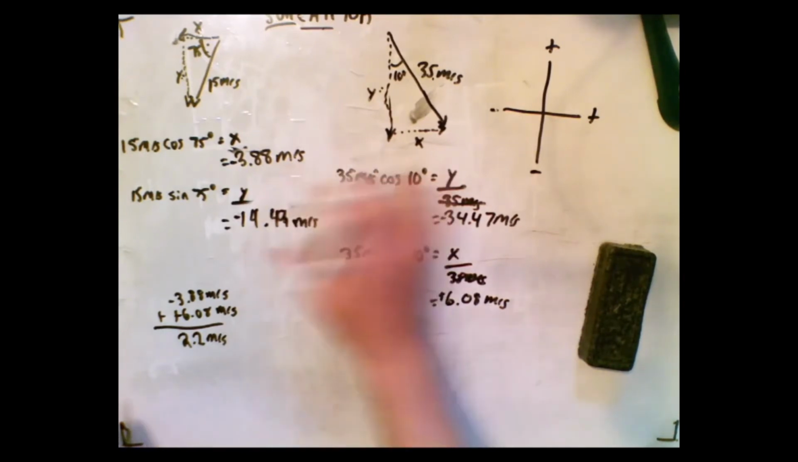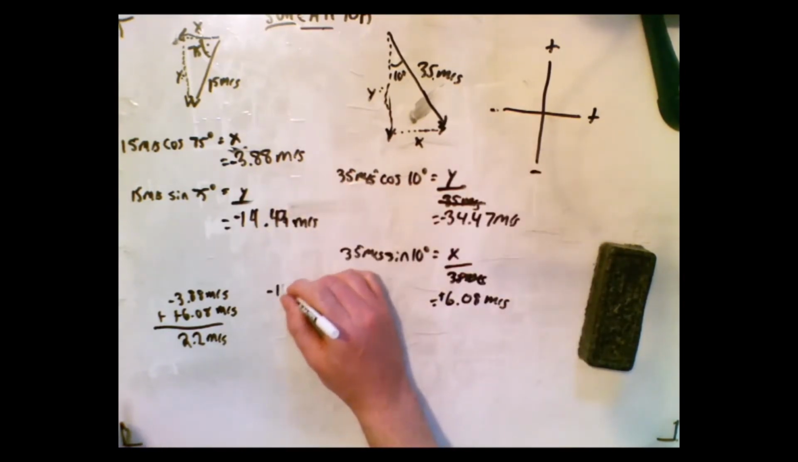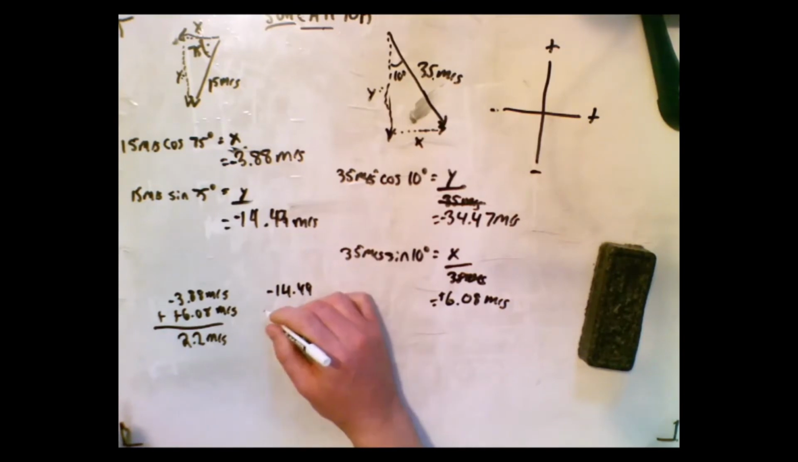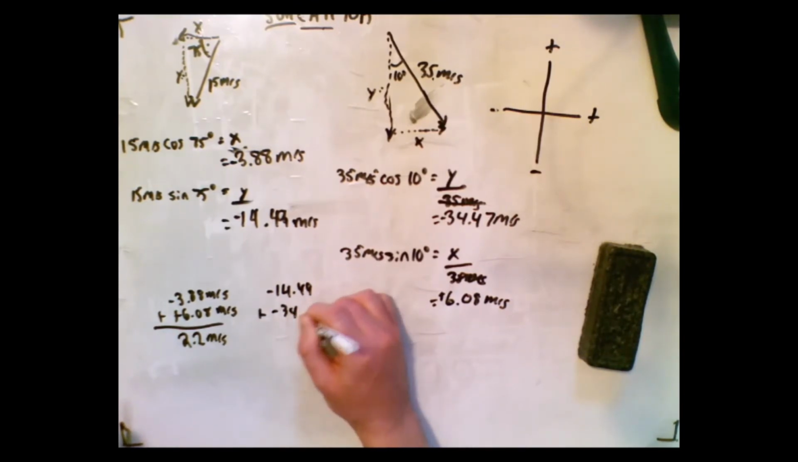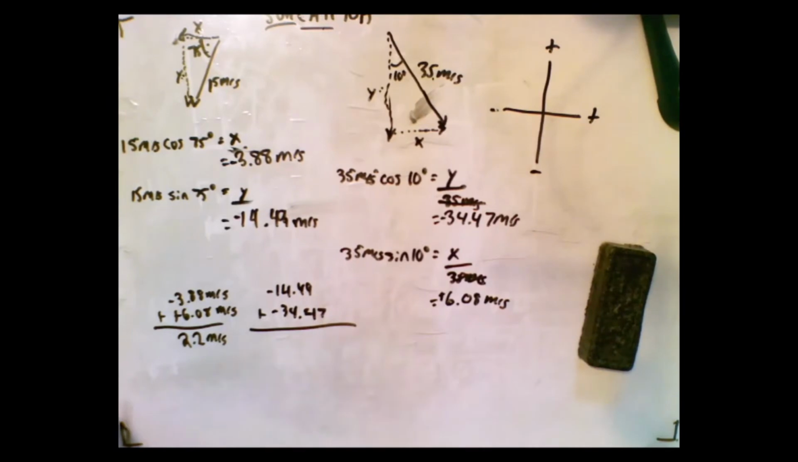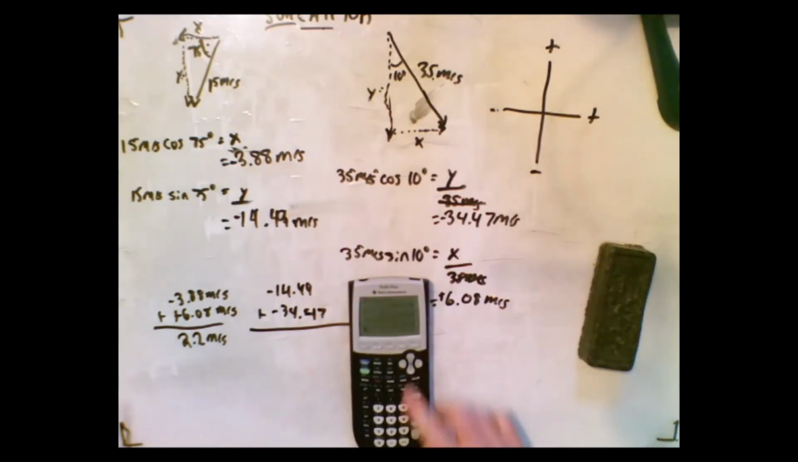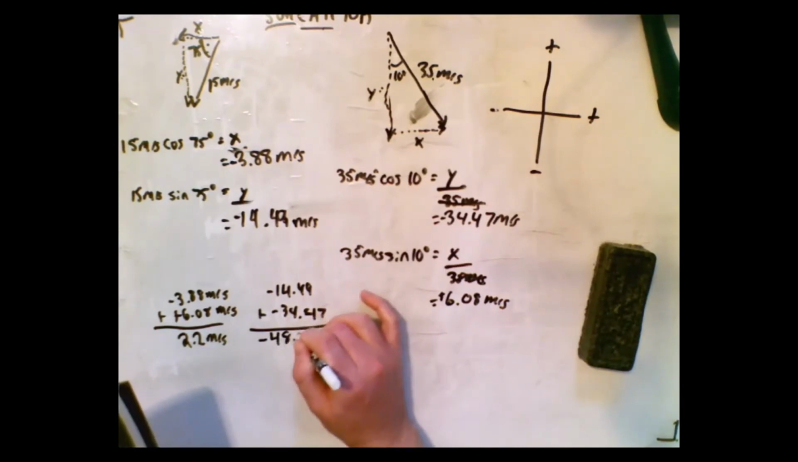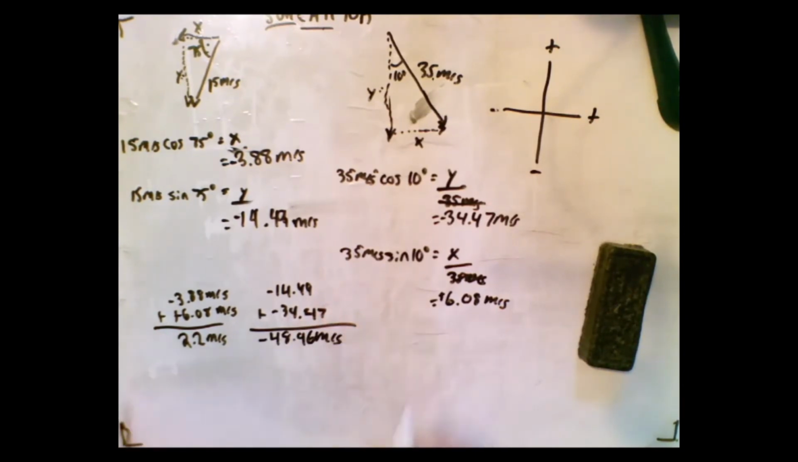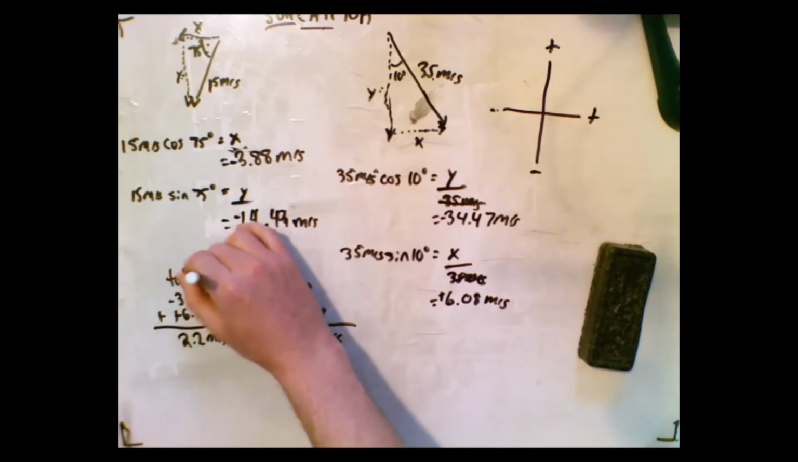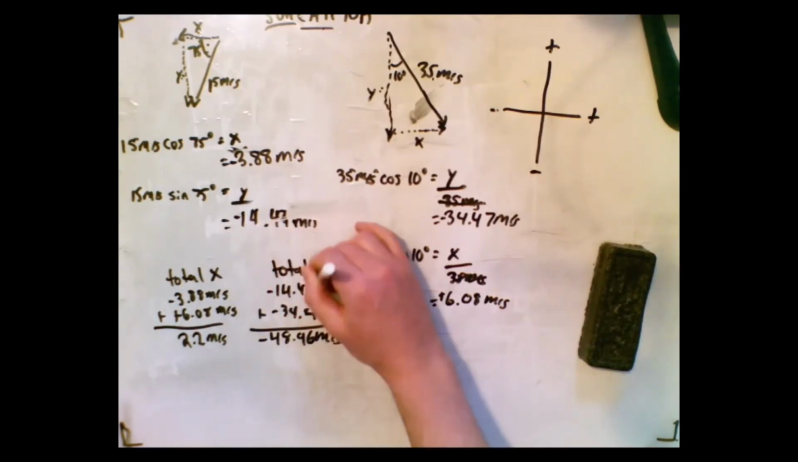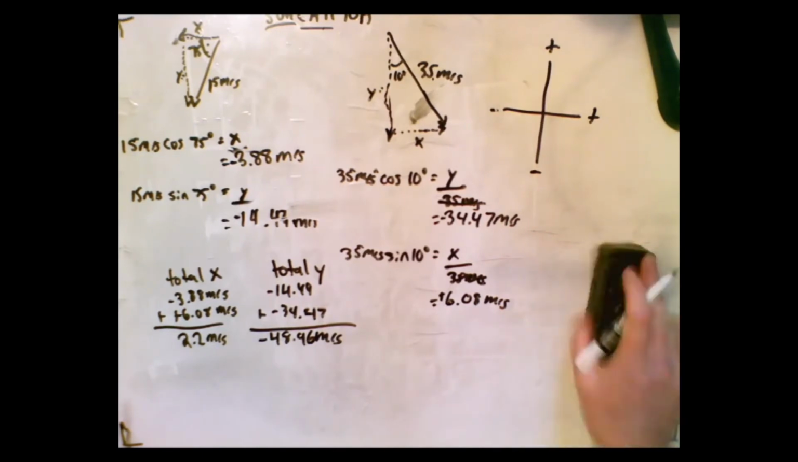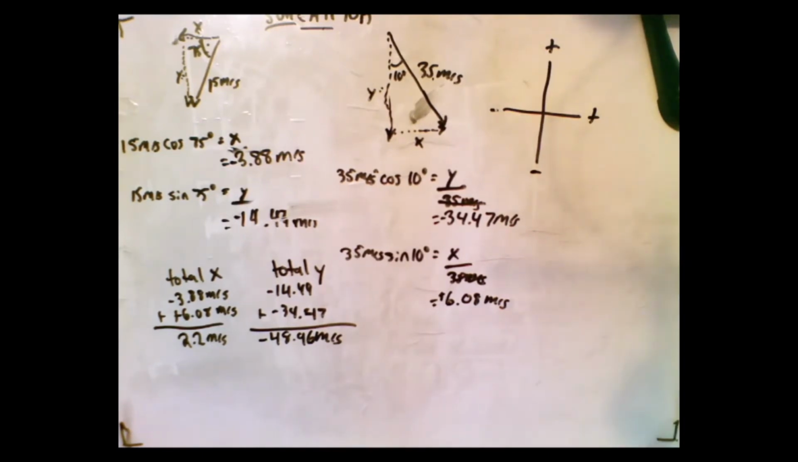And then I'm going to add my two y's together. So negative 14.49, and I'm going to add it to negative 34.47. So with that, I get negative 14.49. I'm going to add it to negative 34.47. And I get negative 48.96 meters per second. So this is my total x, and this is my total y. Okay, this is positive.